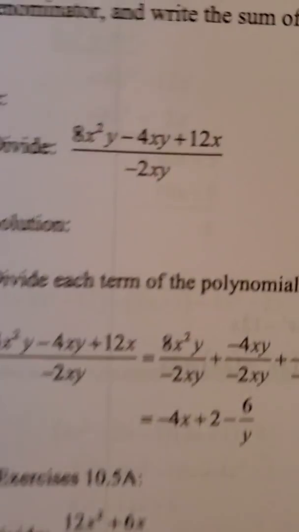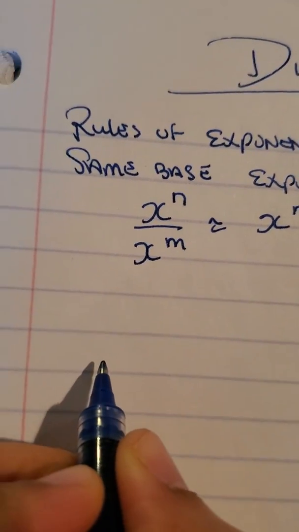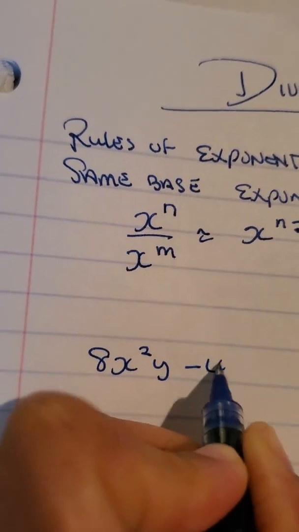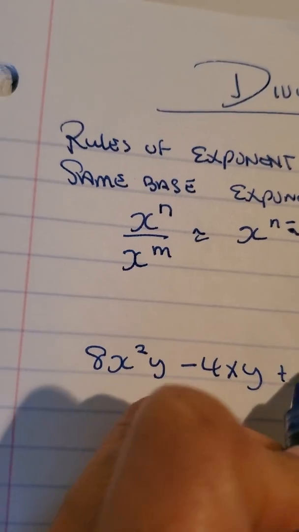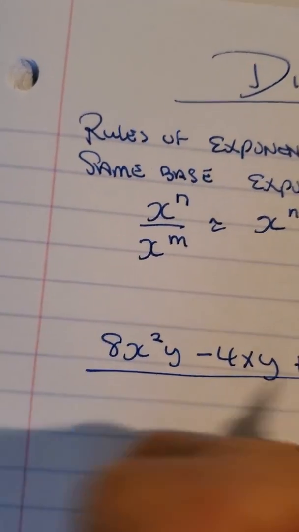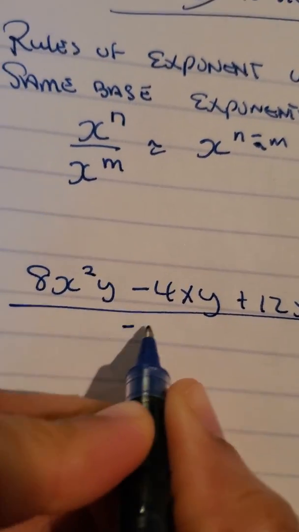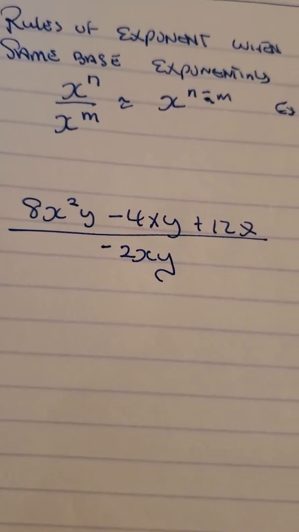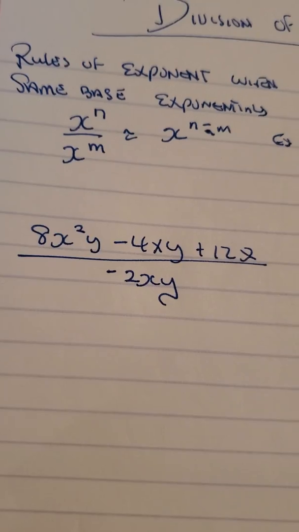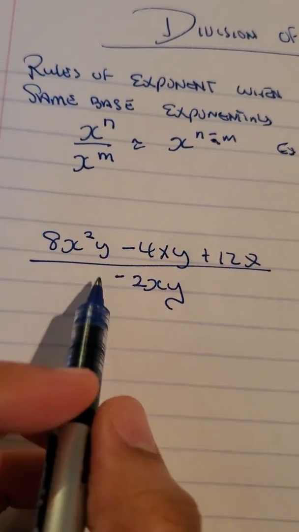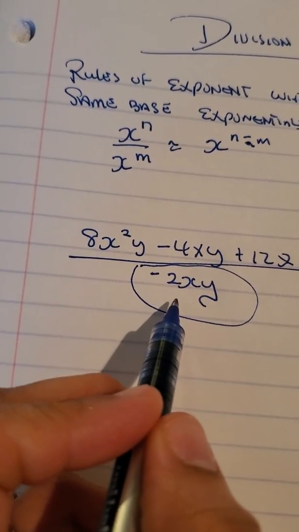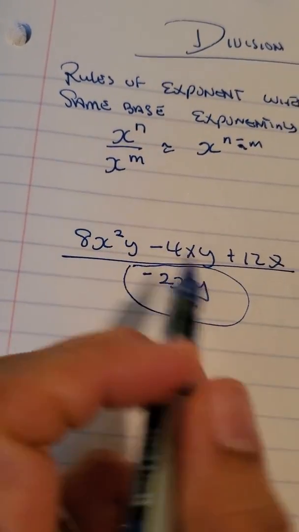So let's jump right in. Here's an example. Here it's asked to divide 8x squared y minus 4xy plus 12x over the factor negative 2xy. Pay attention that I said the factor. Now, as a rule, considering that this is just one factor, we know that it applies to all the terms in the numerator.